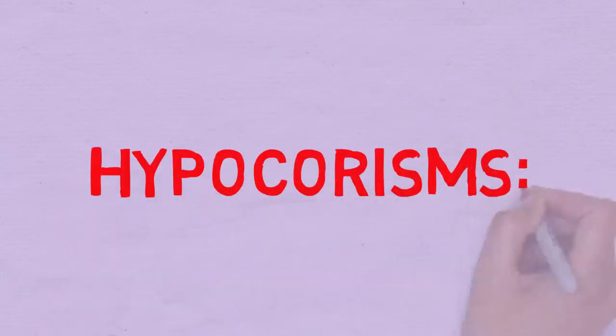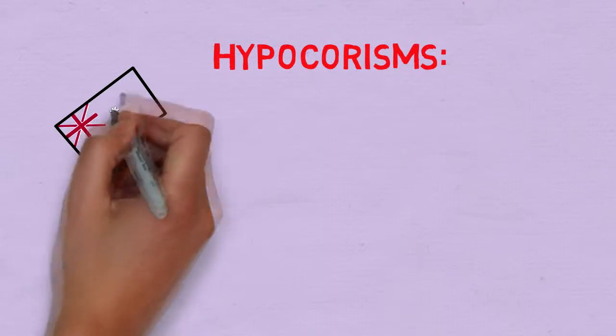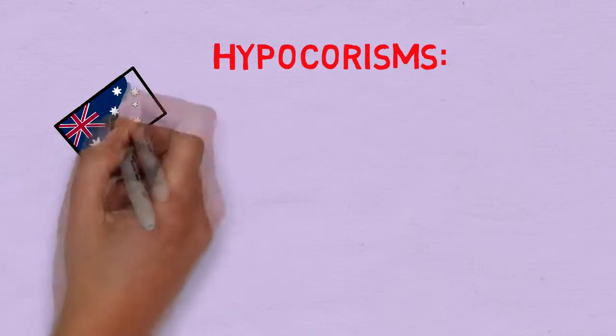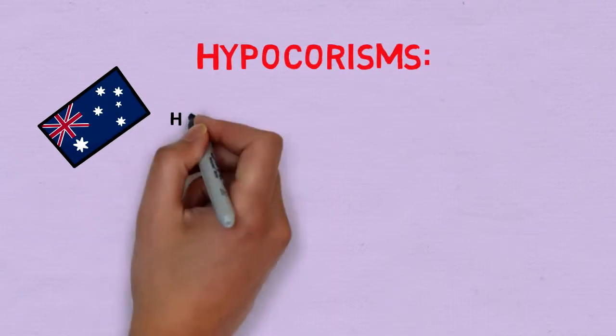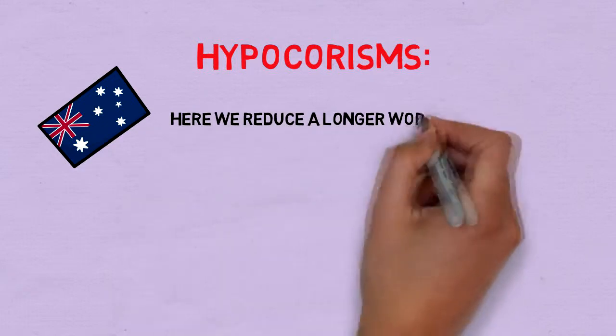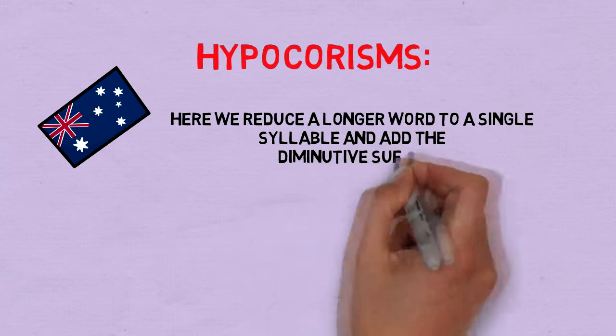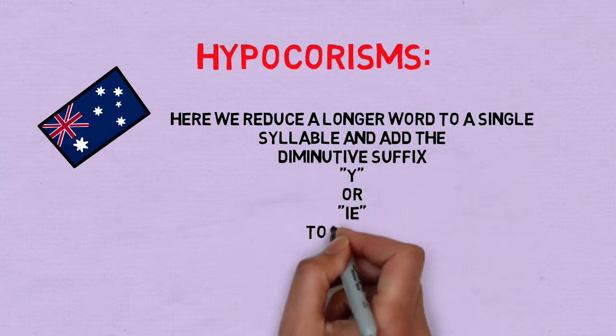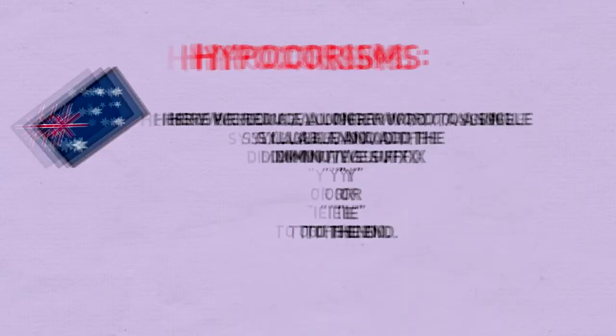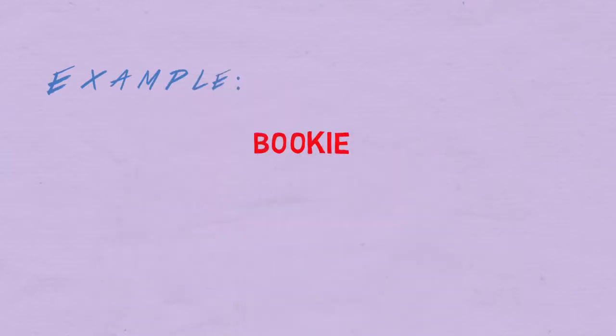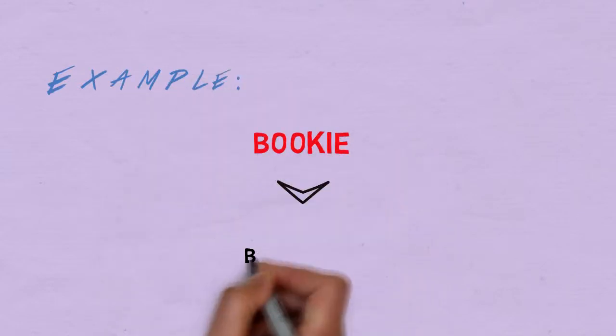Hypocorism. These forms, which are favored in Australian and British English, consist in reducing a longer word to a single syllable and adding the diminutive suffix y or ie to the end. For example, bookie, which means bookmaker.